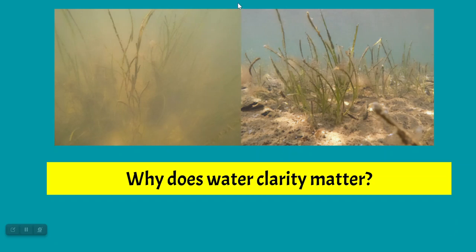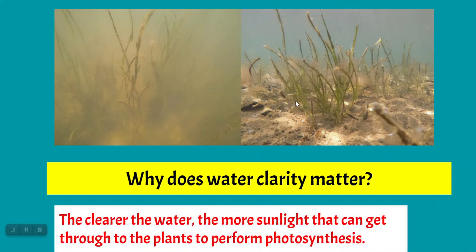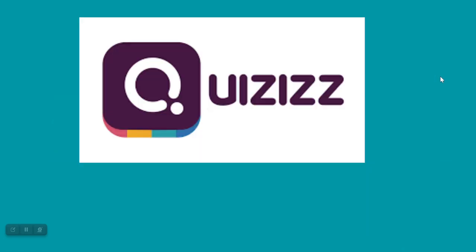It matters because if the sunlight can get all the way to these plants, that's a good thing because the plants can perform photosynthesis. If the water is not very clear, those plants are not getting very much sunlight. They are not going to be able to do their photosynthesis as efficiently, which means dissolved oxygen is going down. And we know we like dissolved oxygen in our aquatic ecosystem. The clearer the water, the more sunlight can get to the plants so that they can perform photosynthesis.